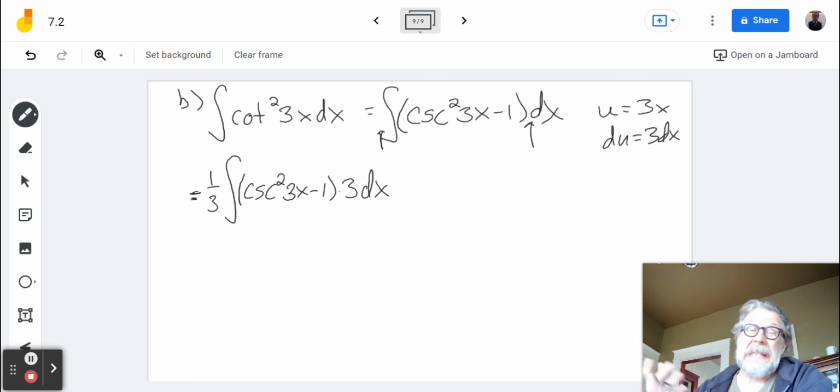I'll be honest with you. I've never really gotten to the point where I can just bang through these without writing out all the steps. That's just how my mind works.